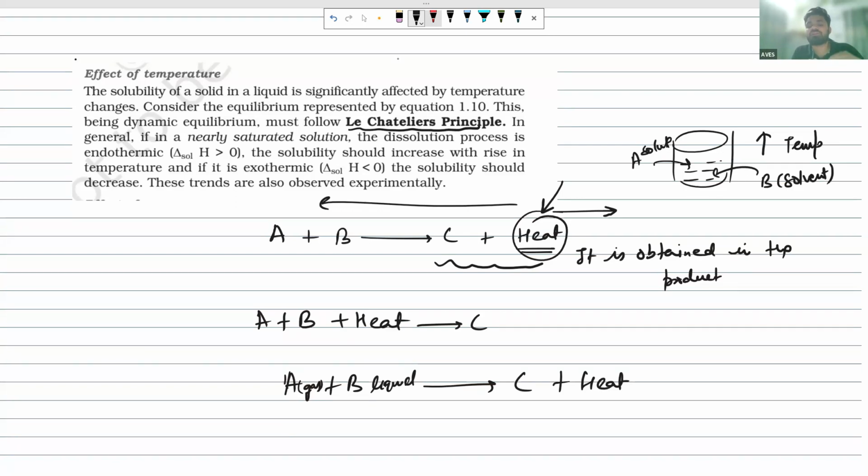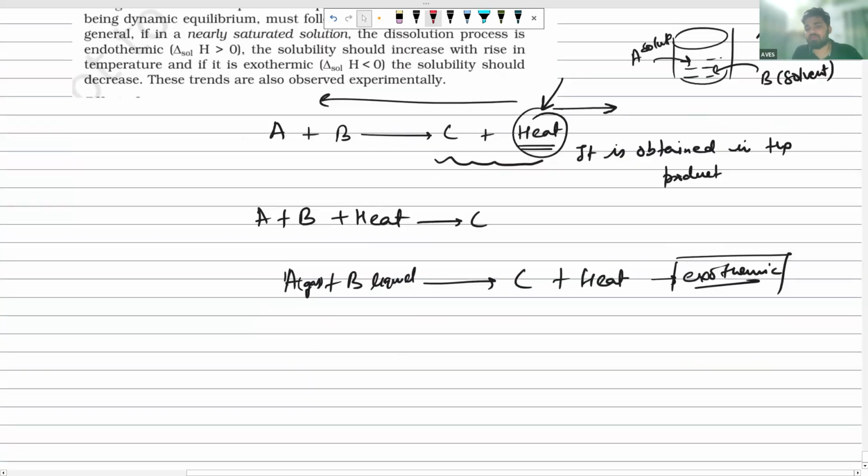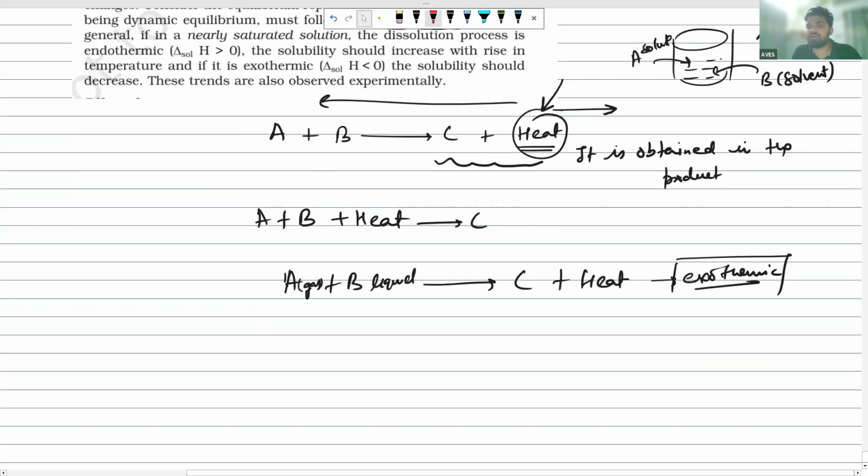That's why the solubility of gas in liquids occurs better when the temperature is less, because this is an exothermic process. All exothermic processes are feasible if heat is removed from them; they are feasible at low temperature. Did you understand? Are you getting this?